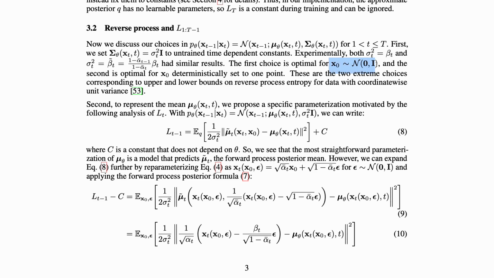For this Gaussian noise, a completely noisy image, if it is sampled from the standard distribution, then we can utilize this thing, and it is optimal. The second is optimal for x0 deterministically set to one point. Oh, it is even trying to set x0 to some single point. Interesting. These are the two extreme choices corresponding to upper and lower bounds on reverse process entropy for data and coordinate-wise unit variance. So these are some extreme choices, it seems.